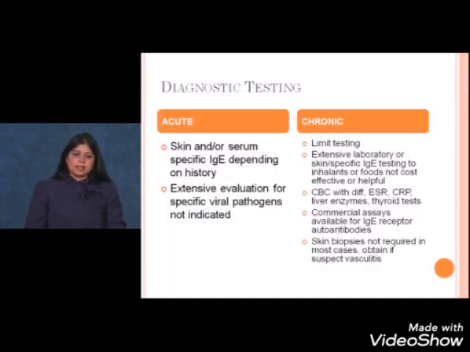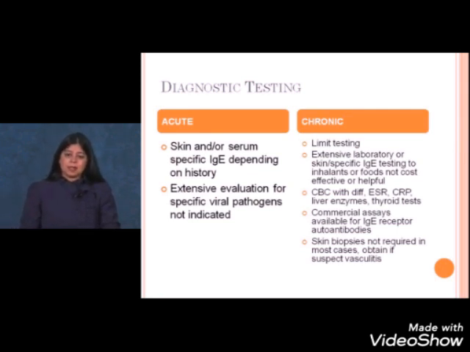So the diagnostic testing for acute urticaria, depending on the story, if you think it's a food allergic reaction or antibiotic allergic reaction, you would do skin and/or serum-specific IgE depending on the history. Extensive evaluation for specific viral pathogens is not indicated. For chronic, we like to limit testing because extensive laboratory or skin or specific IgE testing to inhalants or foods is not cost-effective and not very helpful in making a diagnosis.